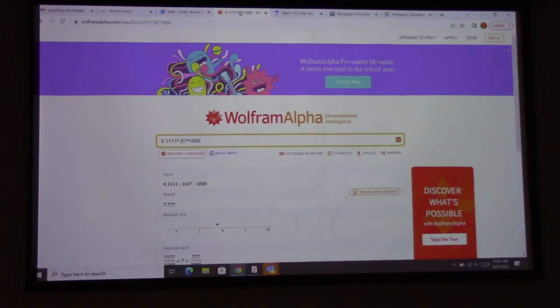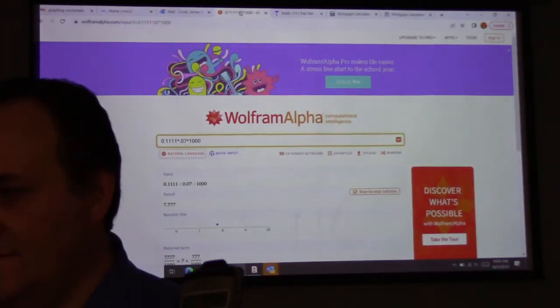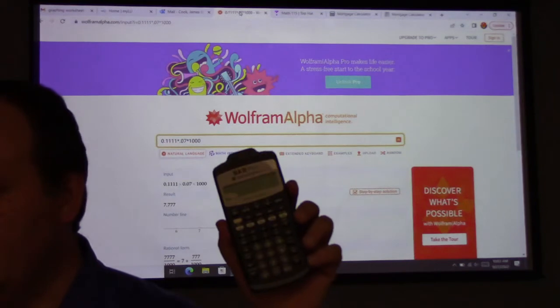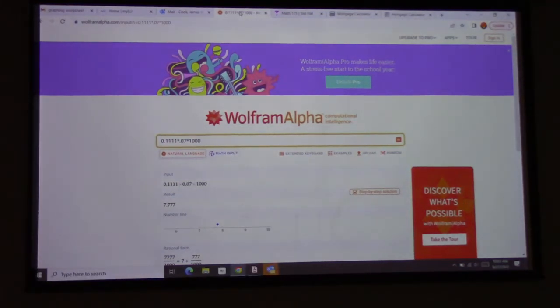Because if you're not the only one, I should talk about this. Anybody else have this calculator? BA2 Plus Texas Instruments? Anybody? They were selling these at the bookstore, this thing? No? You have one of these? This calculator? No, I don't. No? Okay, good.